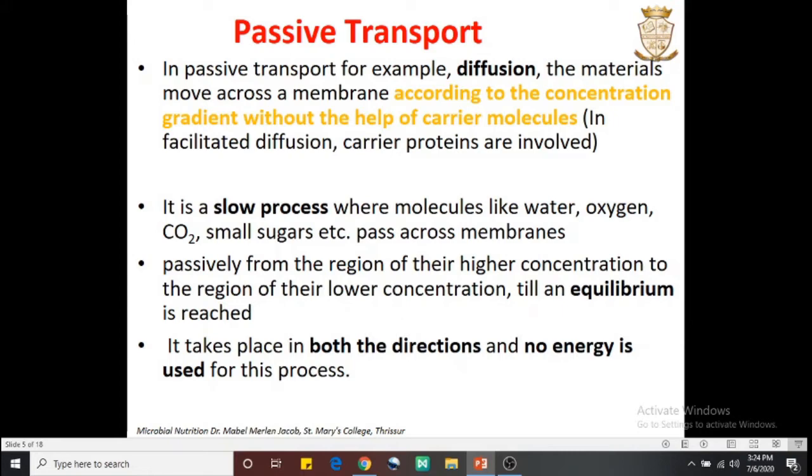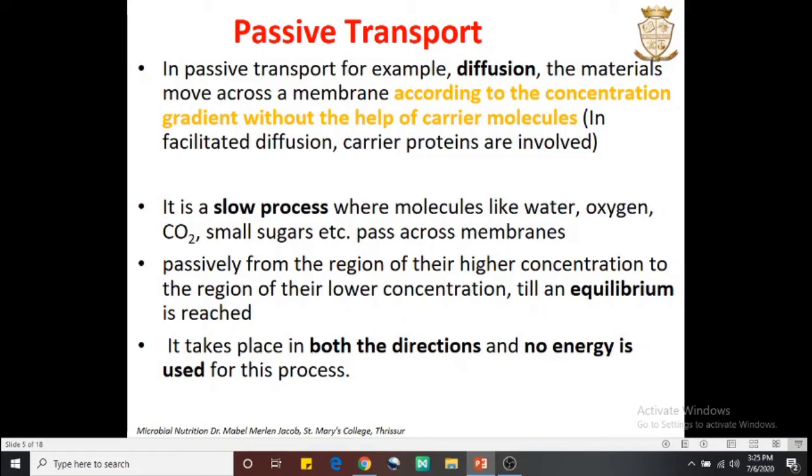Diffusion, as we all know, is the movement of materials across a selectively permeable membrane according to the concentration gradient and without the help of carrier molecules. In facilitated diffusion, carrier proteins may be involved, but generally diffusion is without the help of any carrier molecules and according to the concentration gradient across a biomembrane.